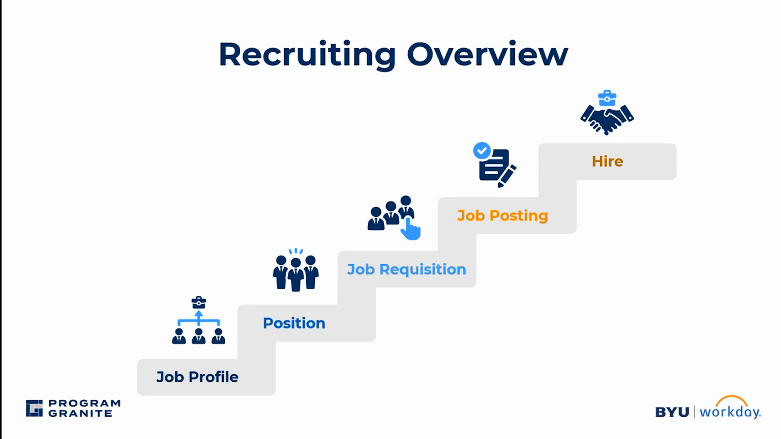So we talked a lot about job profiles. We talked about positions and we created a position, or we had some created for you. Now we're gonna talk about our job requisition. That's our request to fill the seat. And then our job will get posted. We're gonna go through our job posting, and then hire is all next week, and then onboarding. So that's kind of where we're at.